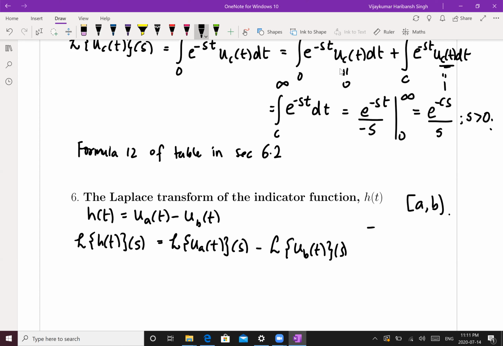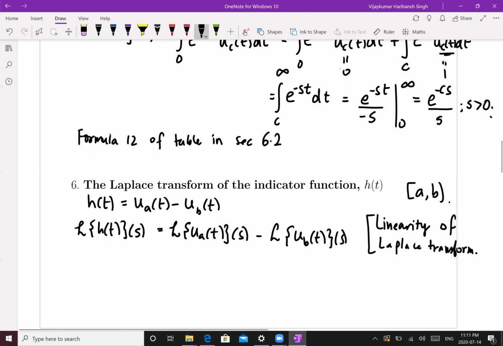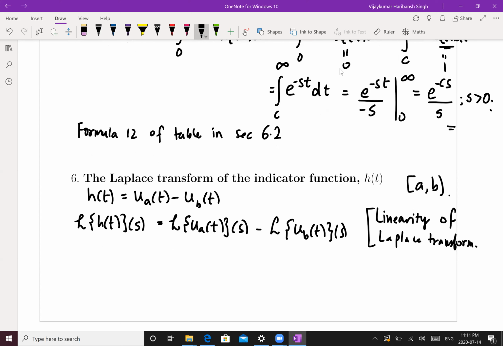The reason is linearity of the Laplace transform. So therefore, we have already computed this here. We get e to the power minus as over s minus e to the power minus bs over s, or rather e to the power minus as minus e to the power minus bs, all over s. So this is the Laplace transform of the indicator function.